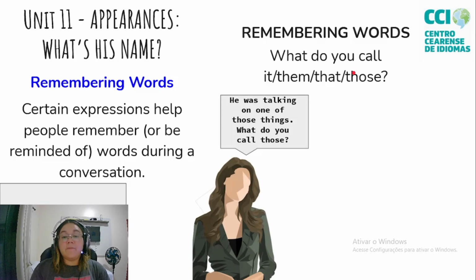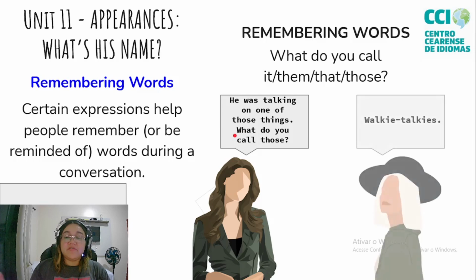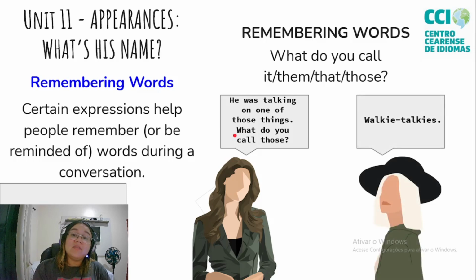Here's the example. He was talking on one of those things. What do you call those? Here she's using those because she said things, which is in the plural. So what do you call those? And her friend reminds her what is the word that she forgot. She was talking about walkie-talkies.